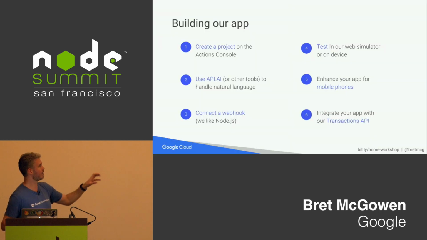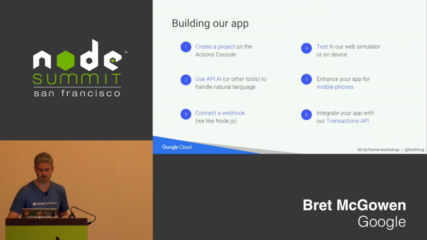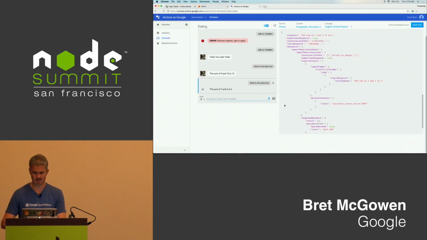So this is kind of the overall process. We created a project using the Actions console, used API.AI to handle natural language, connected it to a webhook, and then we enhanced our app, step number 5 there, for mobile phones. So let's actually do this with our addition example.